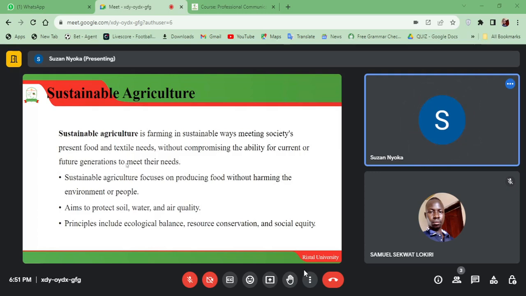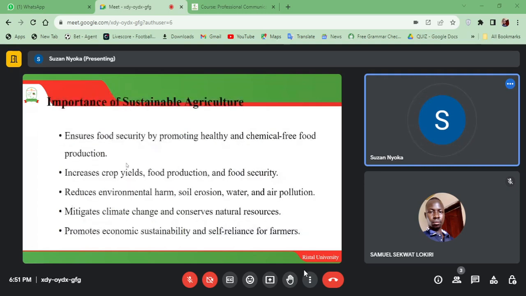fairness. Importance of sustainable agriculture. It ensures food security by promoting healthy and chemical-free food production. It increases crop yields, food production, and food security. Remember, we're trying to sustain the environment. We are trying to ensure the people who are consuming are safe. And we are trying to ensure even the next generation, even if they are not around, find a safe environment.